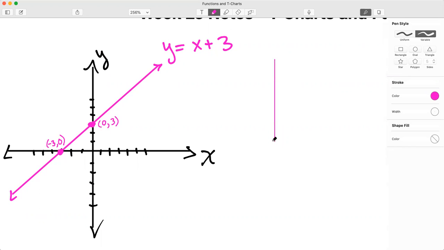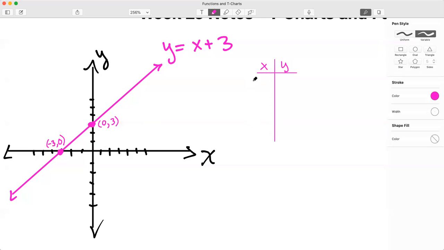So what we're going to do now is talk about t-charts. What is a t-chart? Well, first we're going to draw a t. And we're going to put x in this column and y in that column. And what this represents are the x coordinates with the corresponding y coordinates. So for this particular function, which I'm going to talk about in a little bit what a function is, but this particular graph and this particular equation, which is the equation for this graph, we have x values and their corresponding y values. We have at least two right here.